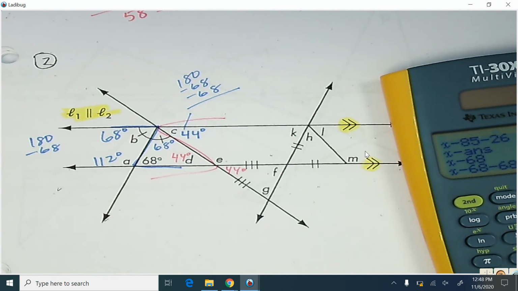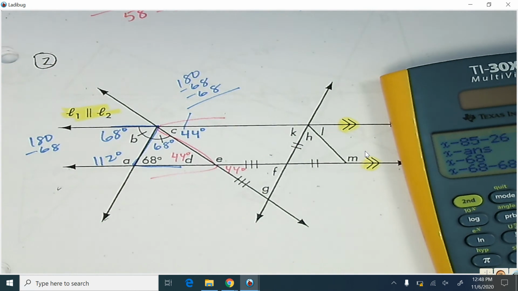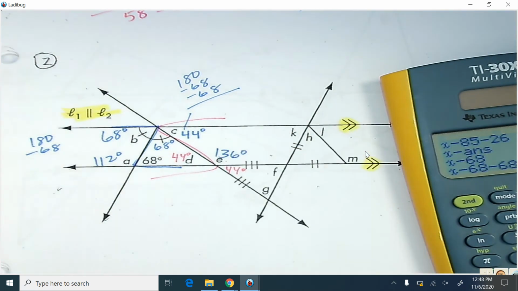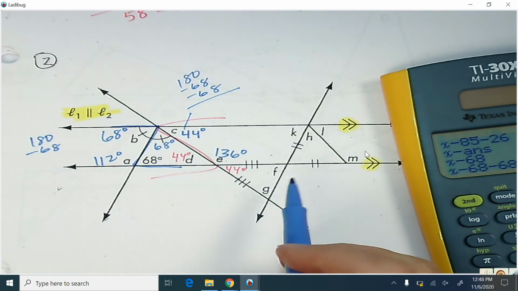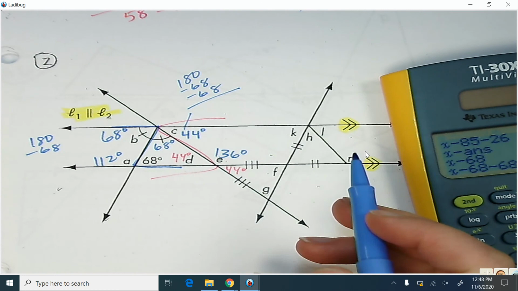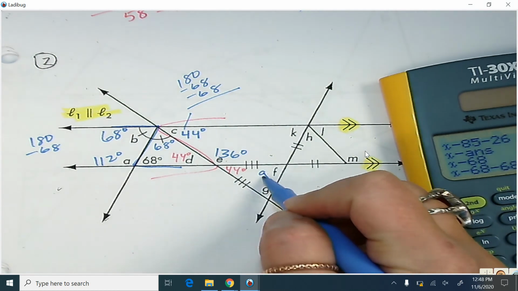All right, and then that should come out to 136. And then from there, you can get F and G. So this is going to be 180 minus 44, so that's 136. And now these are basically going to be the same because you have that isosceles triangle. So call this one G if you want.